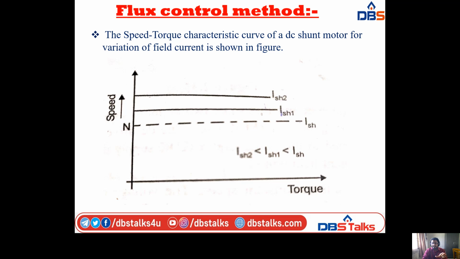So this is the explanation for the speed controlling methods of DC motors: armature control method and flux control method. One more method is also there, that is the voltage control. But in your syllabus, that method is not there. That's why I am not discussing that method.